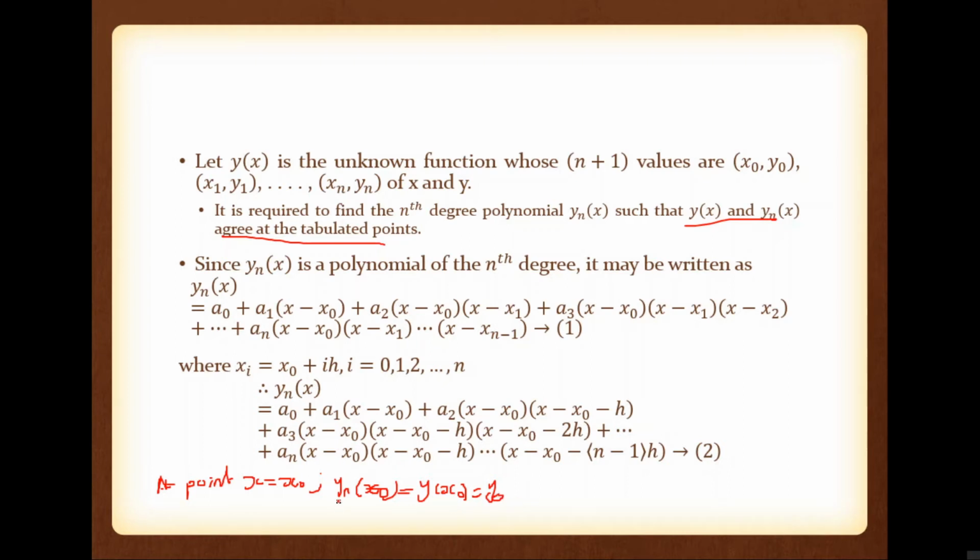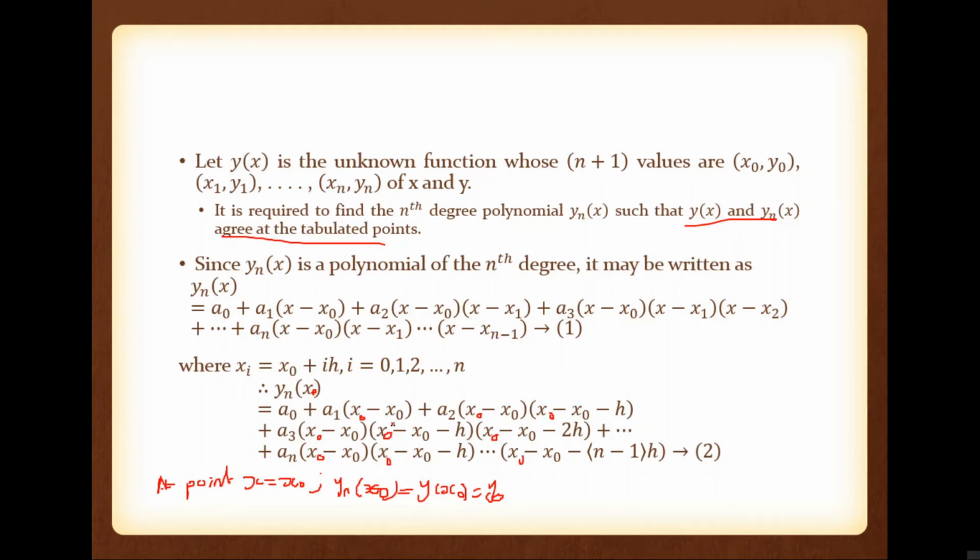What about yn of x0? You can take any one equation, so take this one. At x equal to x0, this is yn of x0. So it is a0 plus, now this is x0, this is x0, this is x0, this is x0, this is x0, meaning all x are replaced with x0, right?